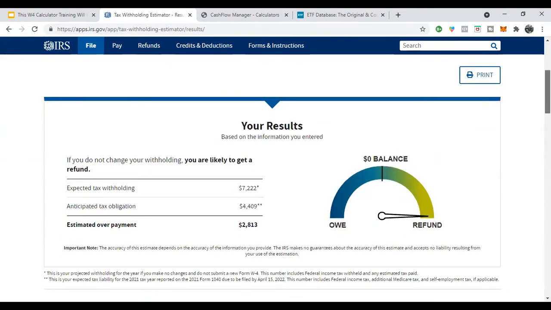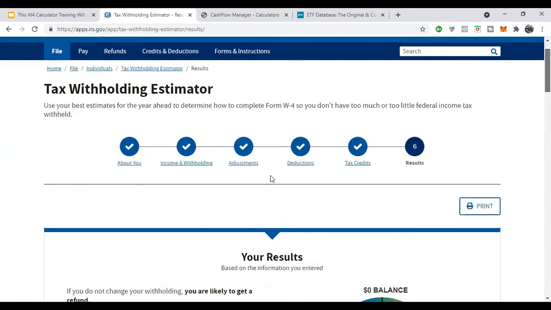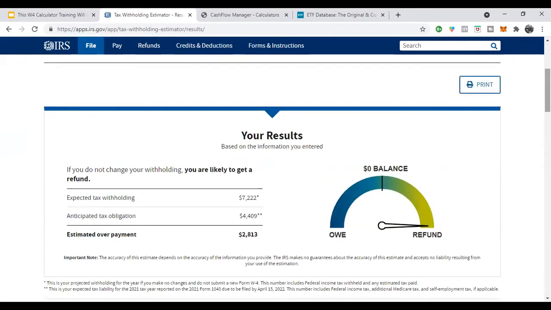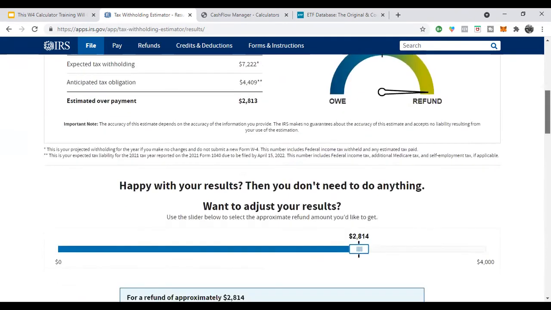see it's an estimated overpayment, also known as a refund. So the expected tax withholding was $7,222. The anticipated tax obligation was $4,000. If you do the math, the difference is $2,813 that they would get in the form of a refund. So if you see this gauge here, it says, are you gonna owe? Nope, it's way over here to the refund. So you don't have to worry about owing in this scenario.